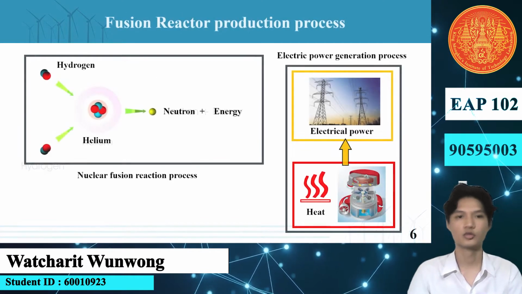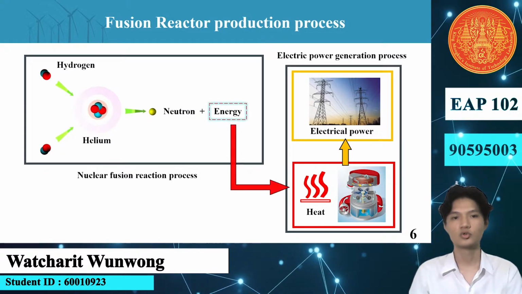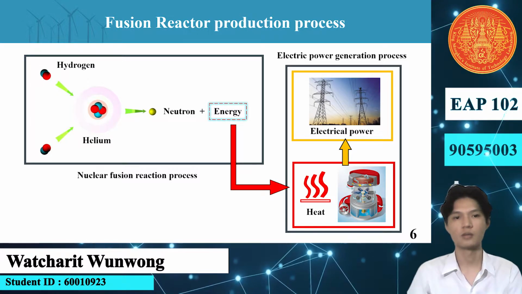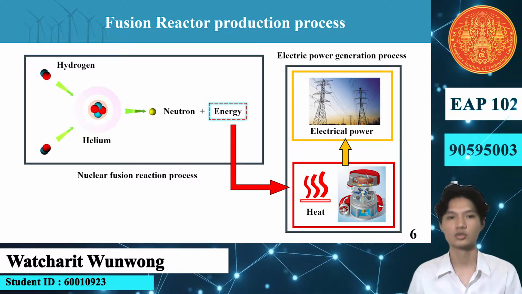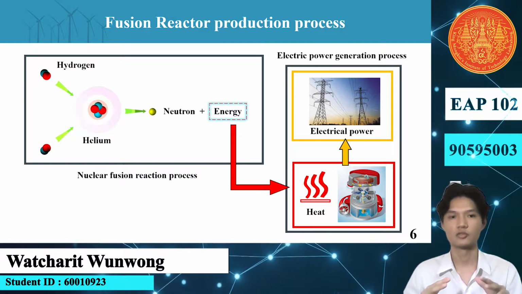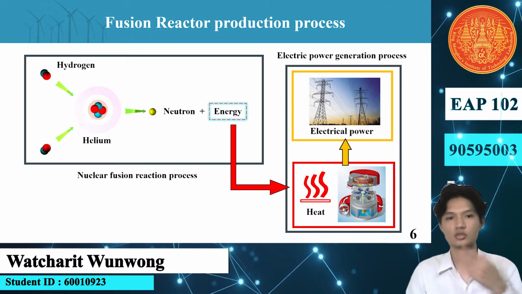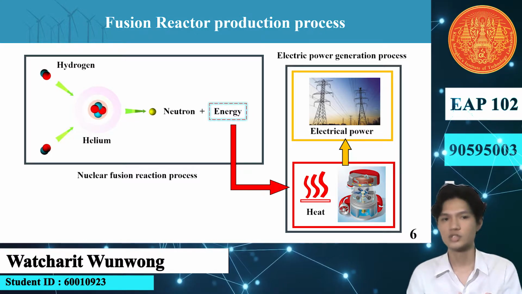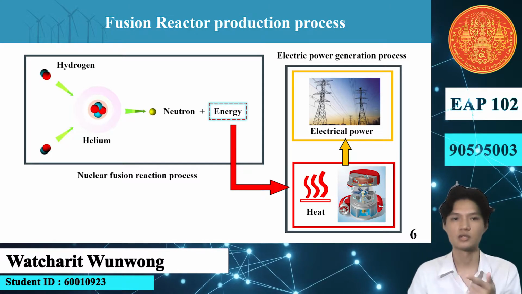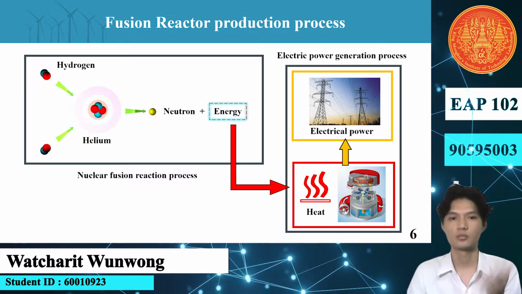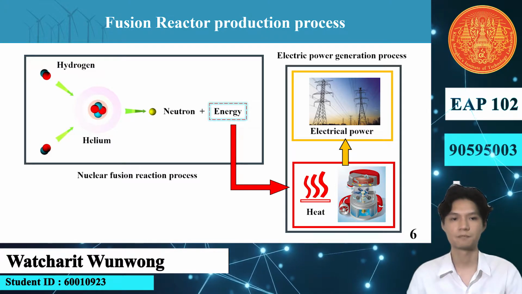This diagram will show you the production process of fusion reactor. Fusion power is a proposed form of power generation that would generate electricity by using heat from nuclear fusion reactions. Fusion reactors generally use hydrogen. The fusion process requires a confined environment with sufficient temperature, pressure, and confinement time to create energy.